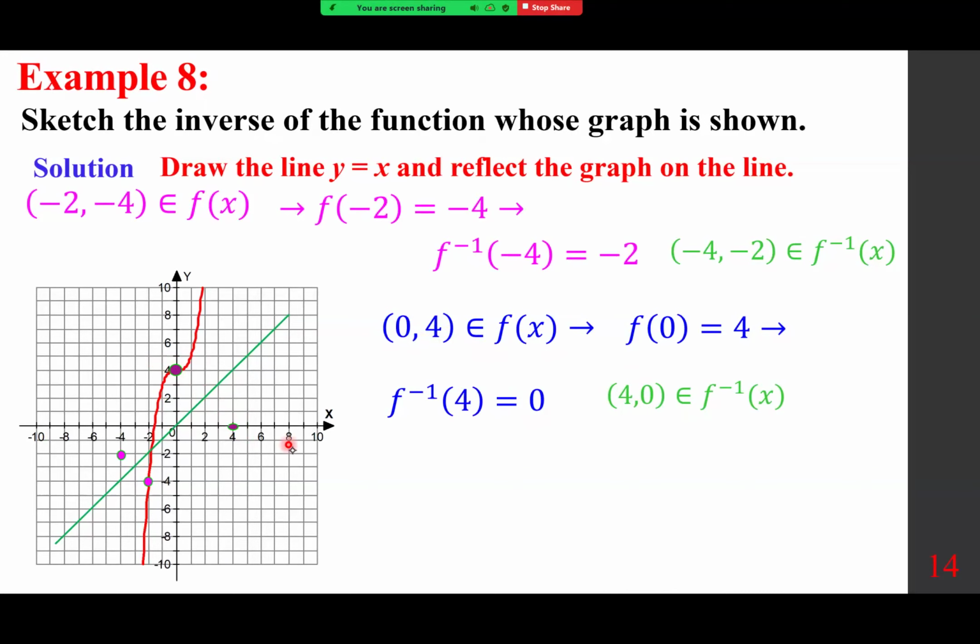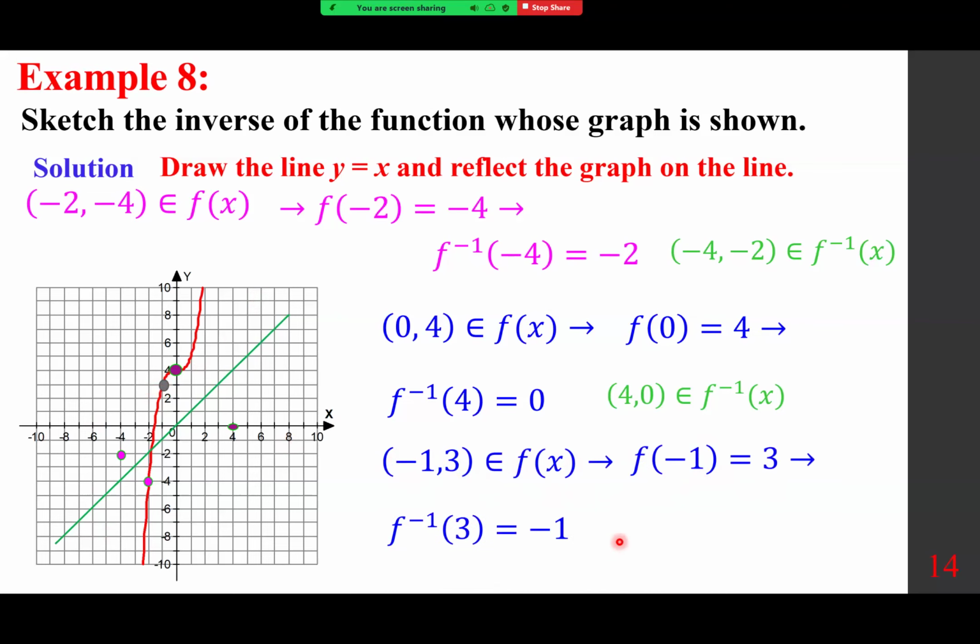Let's pick another easy point. Negative 1, positive 3. So in short, if we ignore all the writing, negative 1, 3 belongs to the red function. 3, negative 1 belongs to its inverse. So this means f of negative 1 is 3. So f inverse of 3 is negative 1. 3 comma negative 1 belongs to f inverse. That's the concept, and I hope everybody's fine with that.